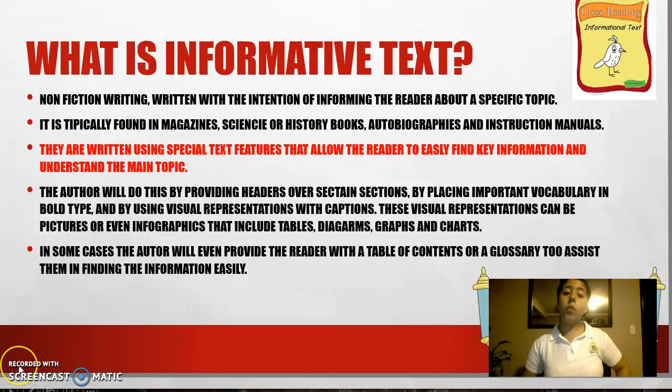The author will do this by providing headers over sections, by placing important vocabulary in bold type, and by using visual representations with captions. These visual representations can be pictures or even infographics that include tables, diagrams, graphs, and charts. In some cases, the author will even provide the reader with a table of contents or a glossary to assist them in finding the information easily.